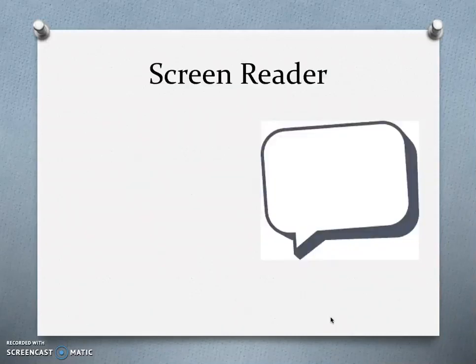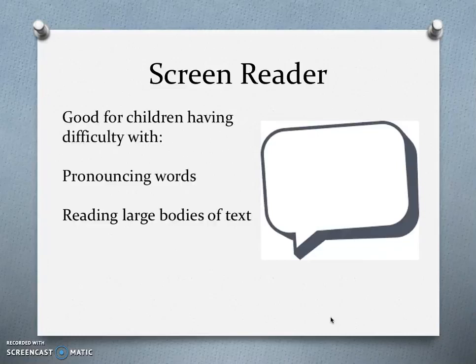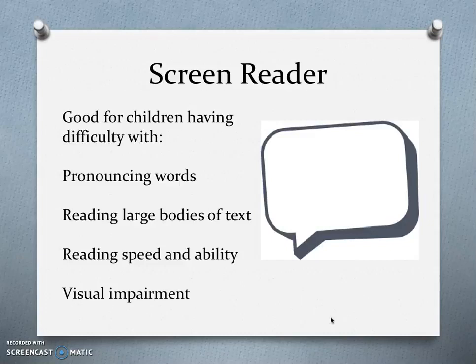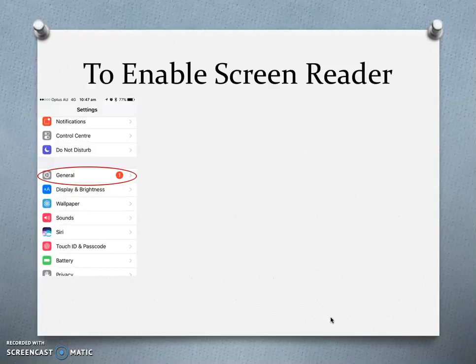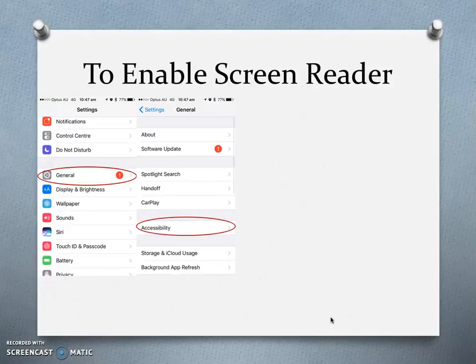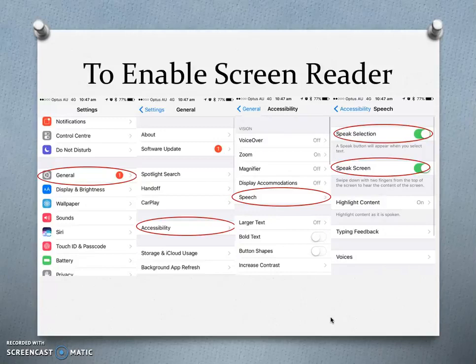Screen Reader reads out the text already written on a screen audibly for a child to listen to. This is good for children having difficulty with pronouncing words, reading large bodies of text quickly, reading speed and ability, and visual impairments. To enable your screen reader, first go to your settings, the same as you did to enable dictation, and click on General. From here, click on Accessibility. Click on Speech, and then you can click on Speak Selection and Speak Screen. These are two separate options, and I'll discuss them separately now.